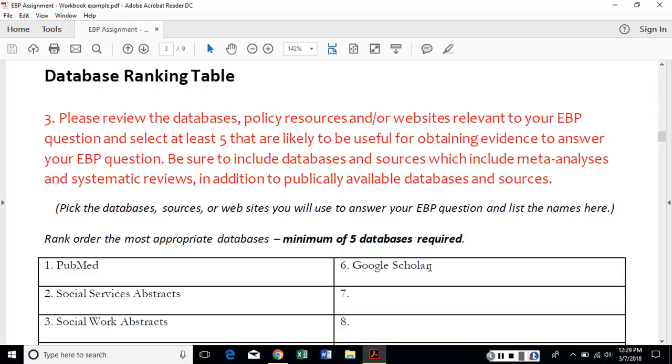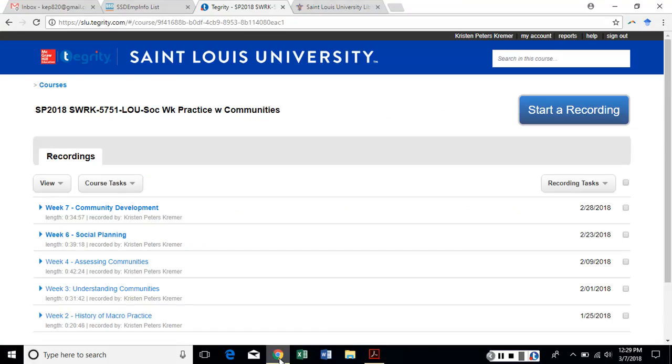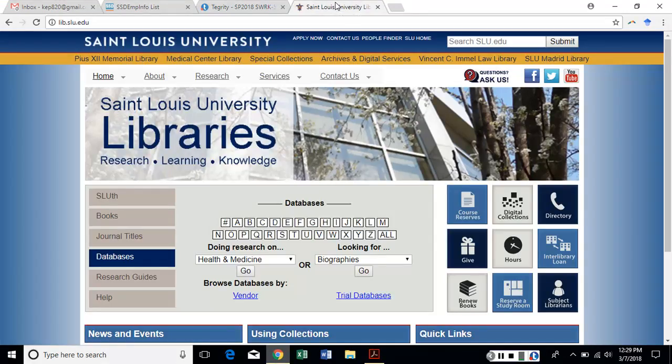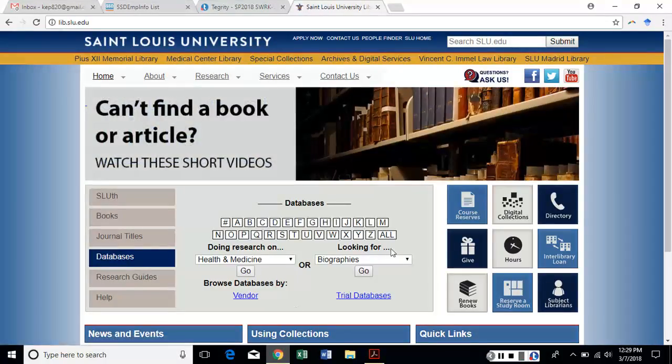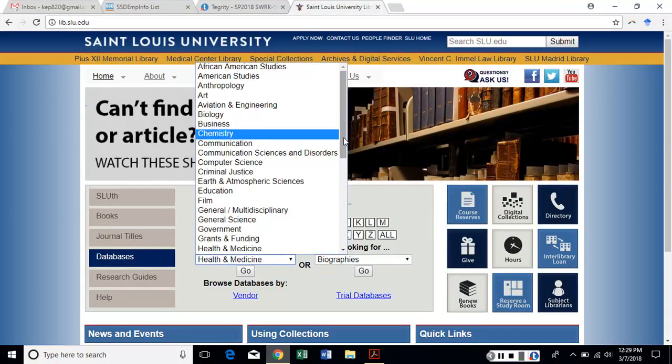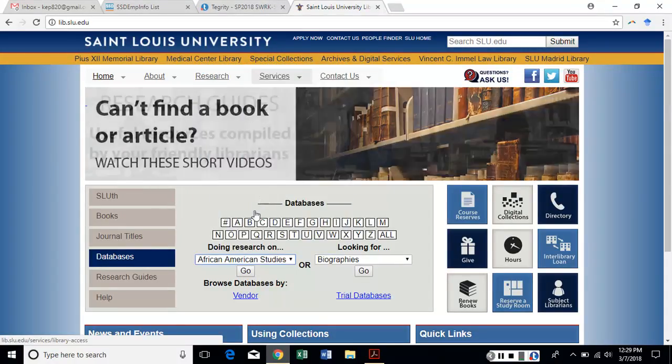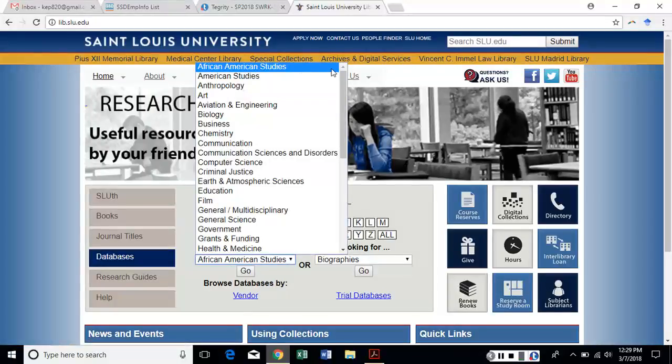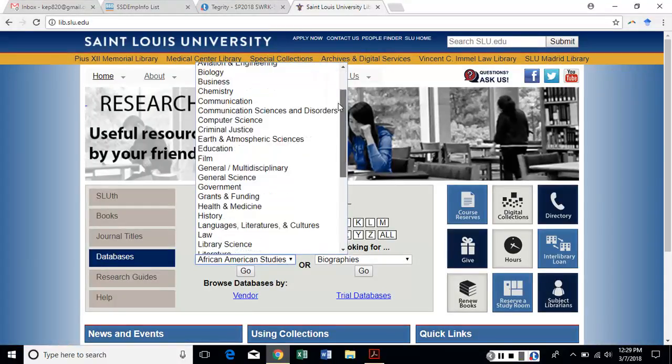There's a variety of databases out there, and certain databases are better for certain disciplines. A good resource for databases is the main SLU website, lib.slu.edu. On this main page, if you click databases, it's going to pull up this in the center. It gives you a list of what you're doing research on, a whole list: African American studies, American studies, anthropology, etc.